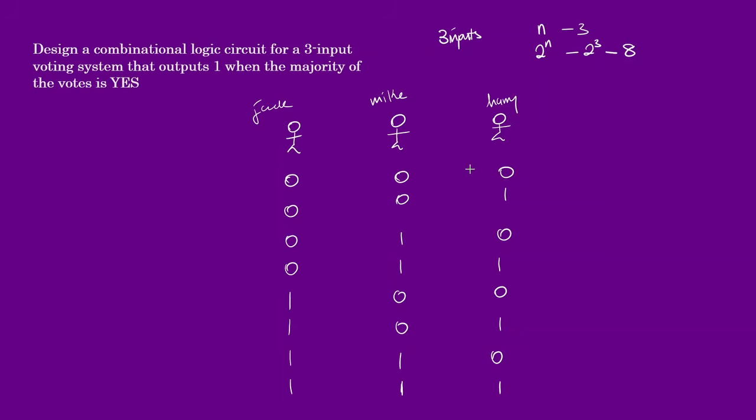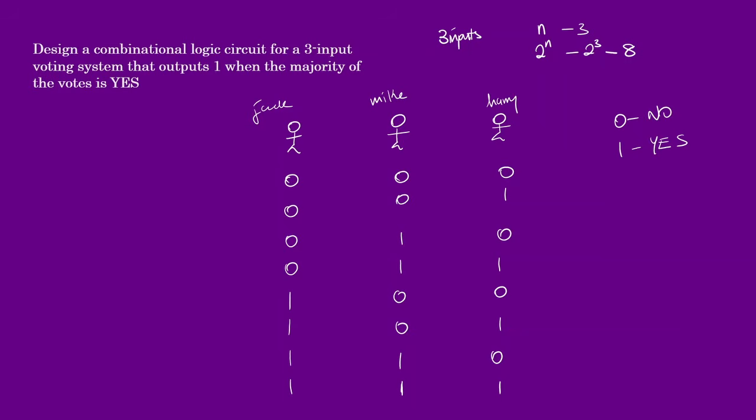You could have 0 0 0, 0 0 1. Let's say 0 stands for no, and 1 stands for yes. So 0 0 0, all of them vote no. Only Harry votes yes. Only Mike says yes. Both Mike and Harry say yes. Only Jack says yes. Both Jack and Harry say yes. Jack and Mike say yes, and everyone says yes. So these are all the cases that can possibly happen in this situation.